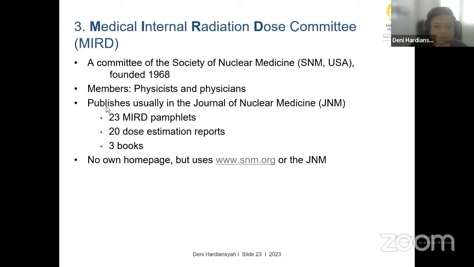And they usually publish in the Journal of Nuclear Medicine. This is the name of the journal. They have so many pamphlets. I think they already have more than this, but at least the last time I checked, they have 23 MIRD pamphlets, 20 dose estimation reports, and also 3 books. They also have their own page. So if you are interested and you would like to see more of what they have done for this dosimetry, then you can check www.snm.org.